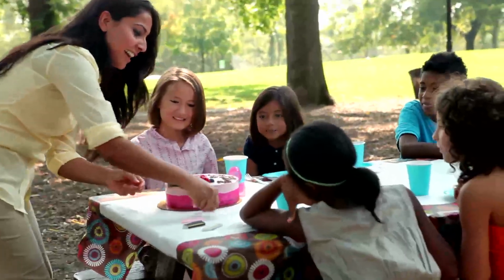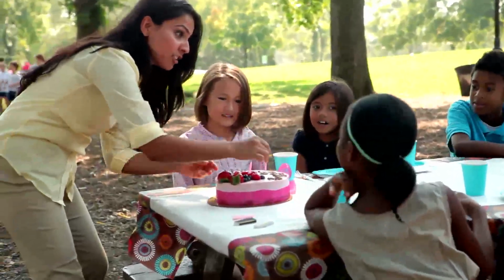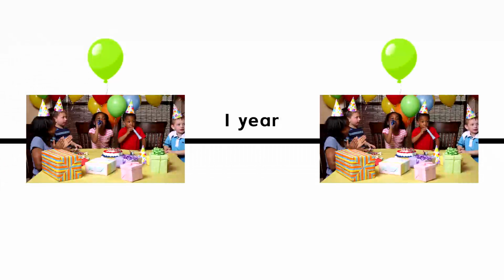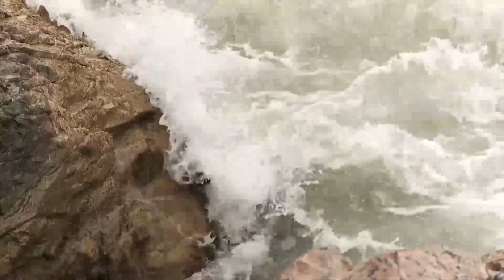Let's break that down. Each of your birthdays is 12 months, or 1 year apart. 1,000,000 years is 1,000 birthdays times 1,000 birthdays. Some slow changes take millions of years. Let's look at how this happens.